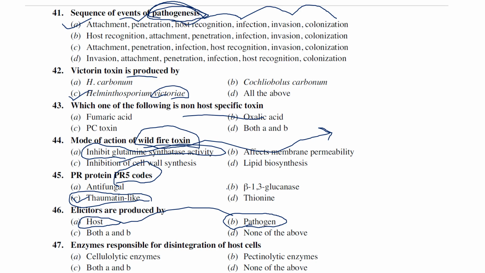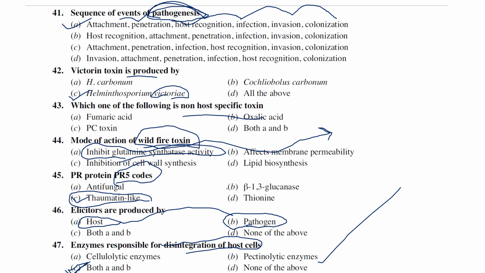Which enzymes are responsible for disintegration of host cells, that is, lysis, which digests the cell wall? Cellulolytic enzymes, pectinolytic enzymes, both A and B, or none of the above. Both cellulolytic and pectinolytic enzymes degrade the tissue and are tissue disintegration enzymes. These pectinolytic enzymes we mainly observe in soft rot of carrot, where they degrade the tissue.